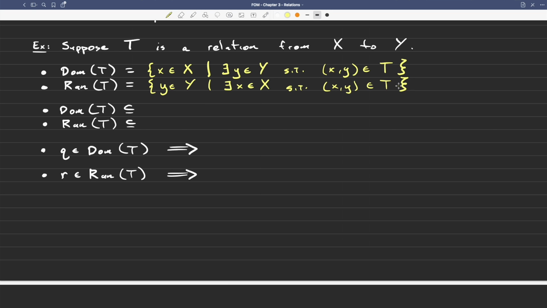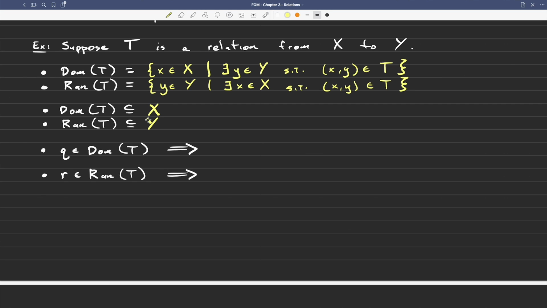So now it's plain to see at this point that the domain of T, since this is a relation from X to Y, the domain always lies in the first set. So that's important to remember. So the domain of T is in the first set X, and the range of T, being second components, is in the second set Y. It's a subset of it.